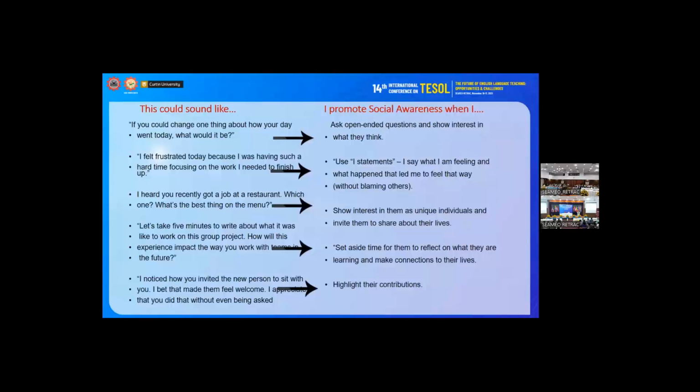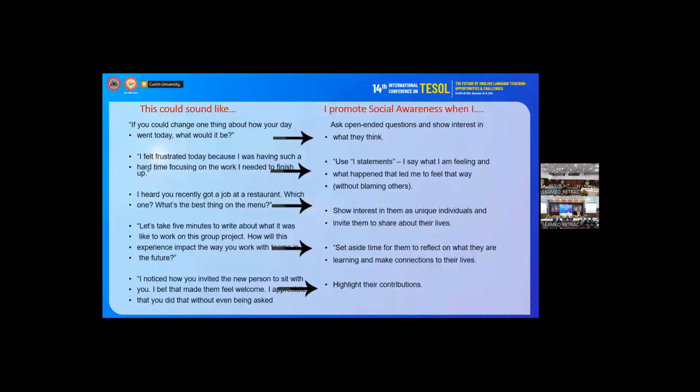And then we can set aside time for them to reflect on what they are learning and make connections to their lives. For example, let's take 5 minutes to write about what it was like to work on this group project. How will this experience impact the way you work with others in the future? They can reflect on what's going on with them.